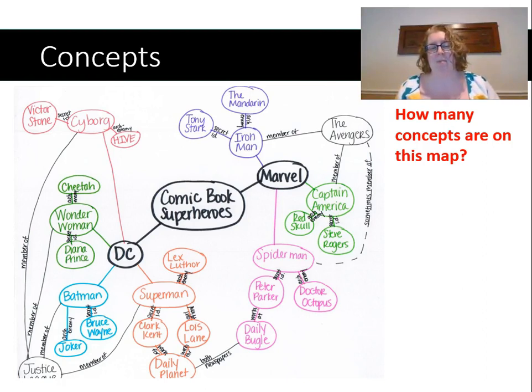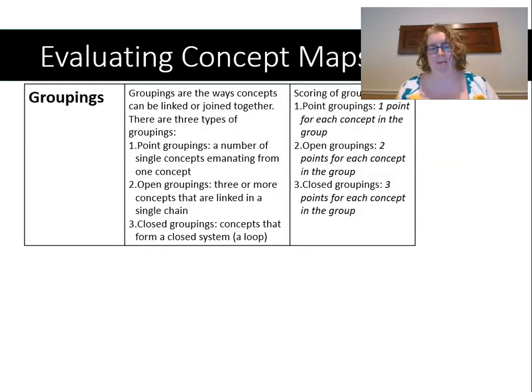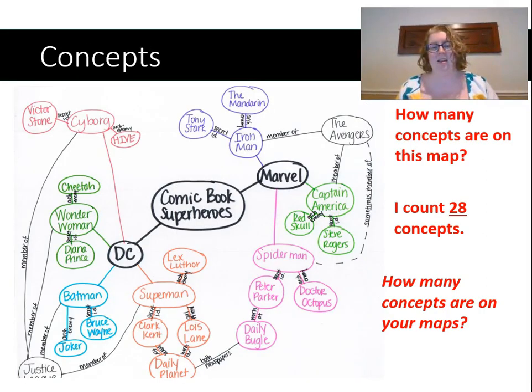Here's a concept map that I made about comic book superheroes. So if you wanted to see how many concepts are on the map, you could pause this and count. Or on the concept map that you made, you can count how many concepts you had. So I'll let you pause to count. I counted 28 on this map. Okay. Does that make sense to everybody? This one's really straightforward. So the most simple thing that you can do is just count how many ideas, how fluent were the students, how many ideas could they write down.